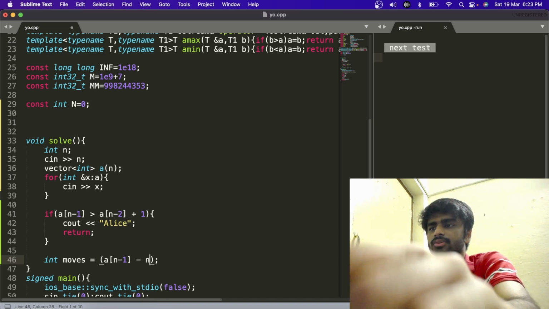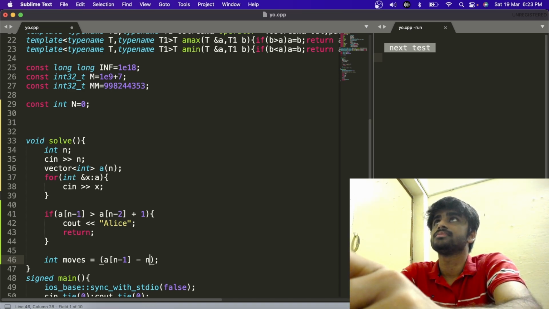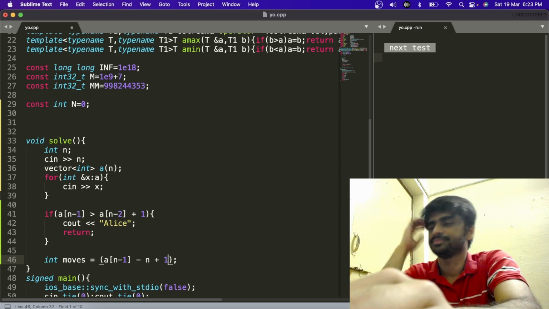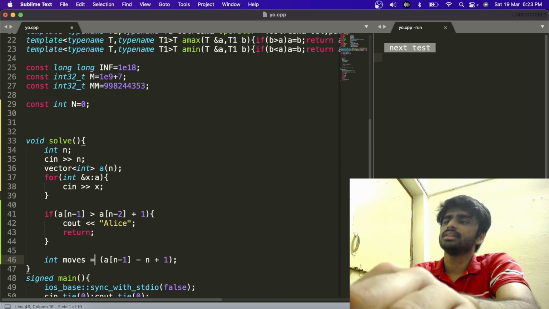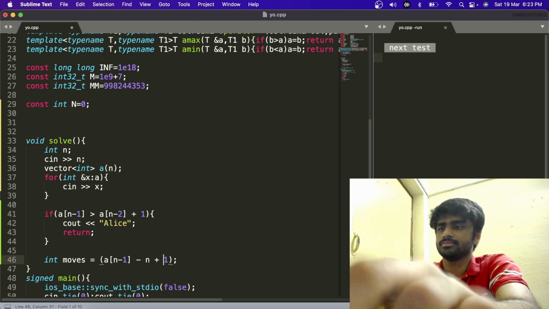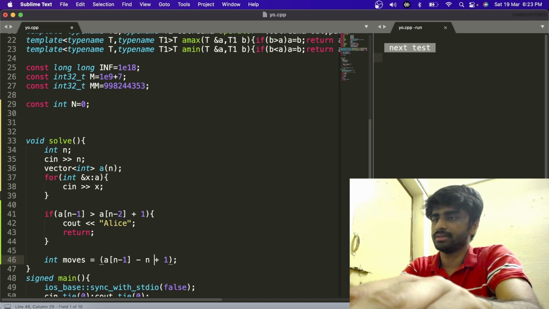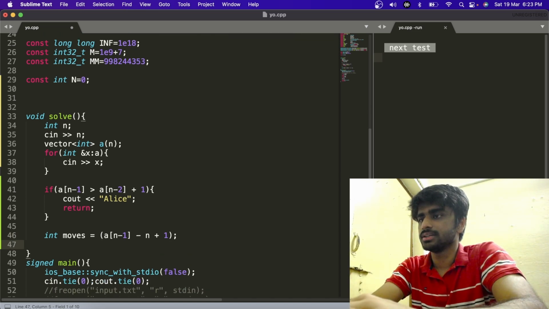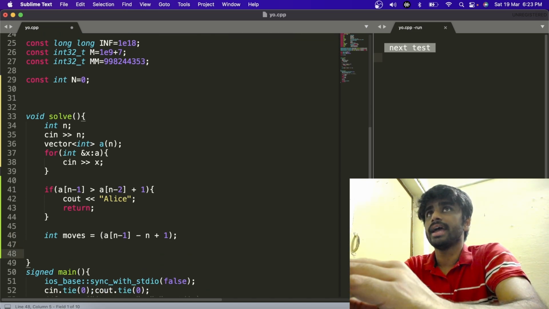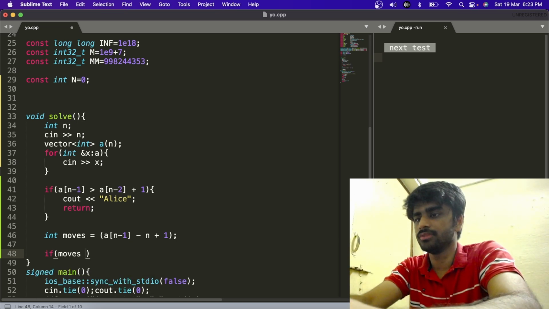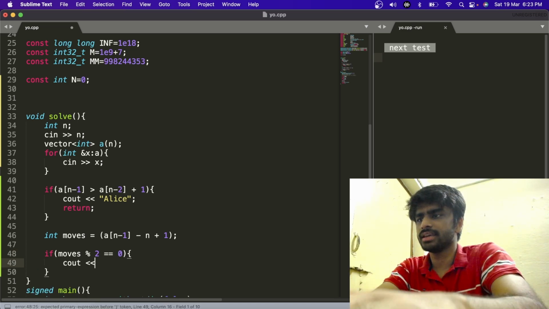And I guess we have to add a 1 here, because what if that itself is n? So these are the number of moves that will occur in the game. I added 1 because what if the largest number is n? Then this gives 0, but we can do 1 move, right? So we know the number of moves, and based on that, if that is odd or even, we can decide whether Alice will win or Bob will win. So if this is even, then Bob wins, I guess.